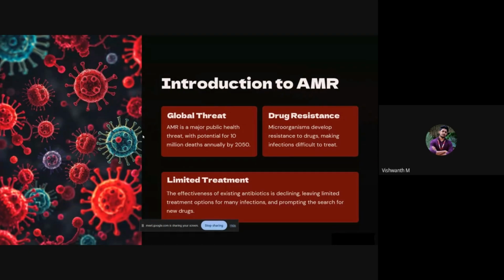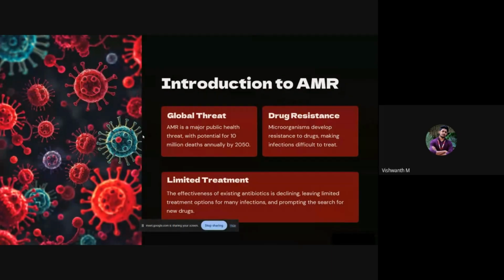So, getting into the introduction to AMR. Let's start with the basics. What is antimicrobial resistance? When you get sick, the doctor gives antibiotics to kill the germs causing the illness. But sometimes germs adapt and become stronger, so the antibiotics stop working. This is called antimicrobial resistance.